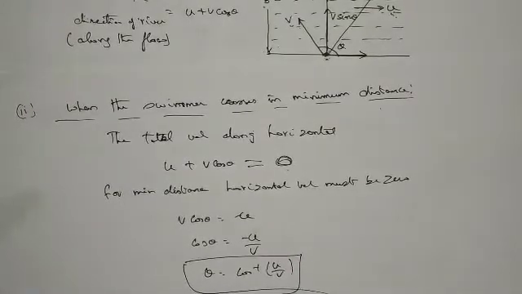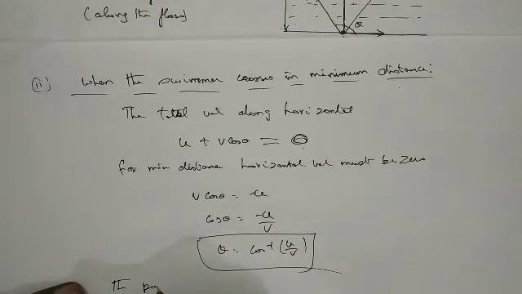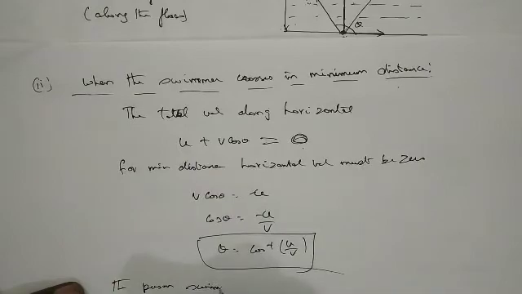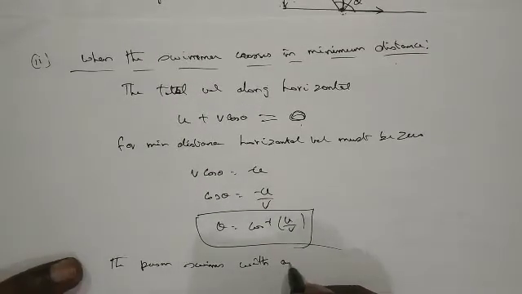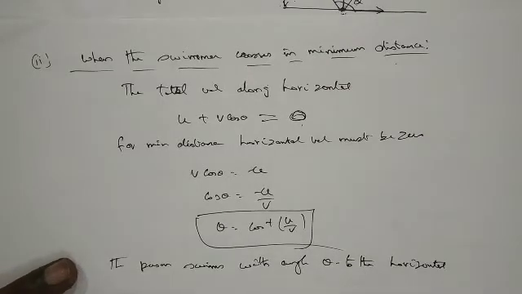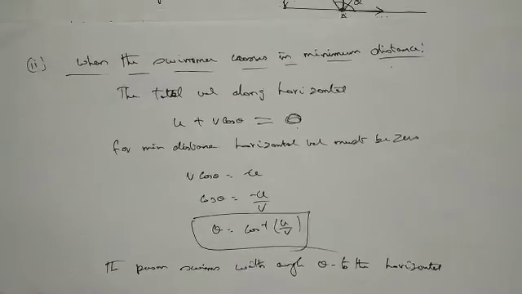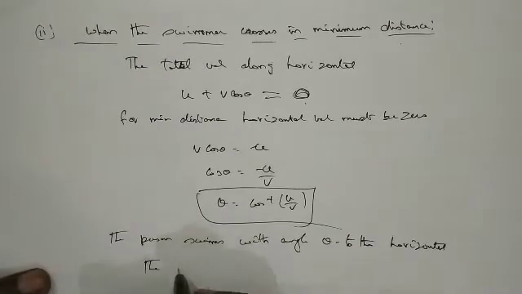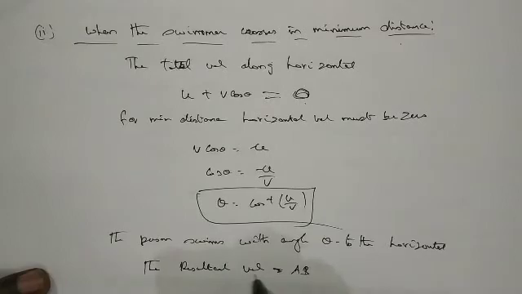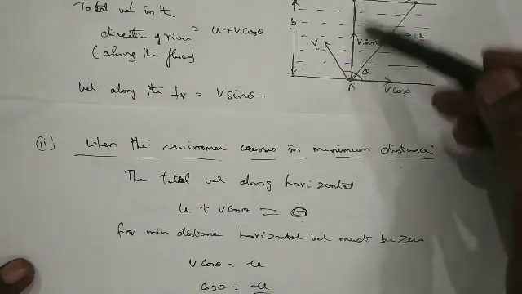Moving further down, if you want to find out the resultant, the person swims with an angle theta to the horizontal. So he is pushing it himself with an angle theta to the horizontal. So the resultant velocity is along AB here. The final velocity is this much. He goes in this direction, this is the resultant velocity.